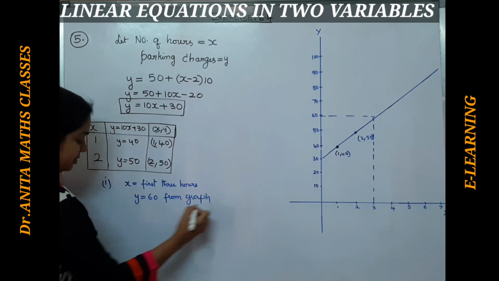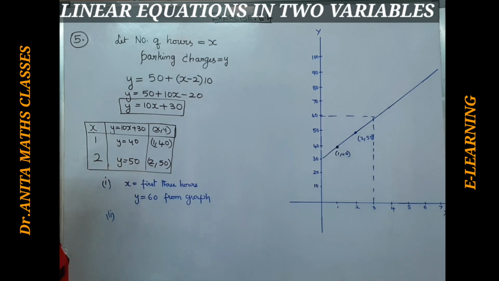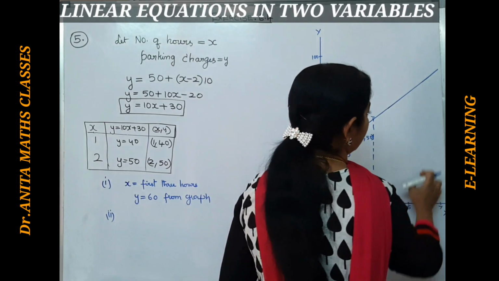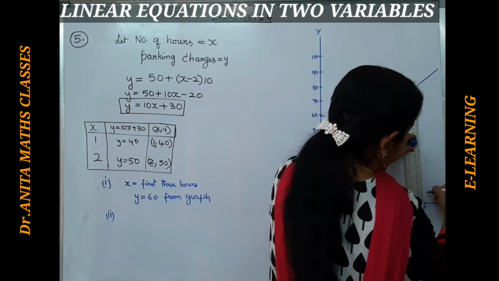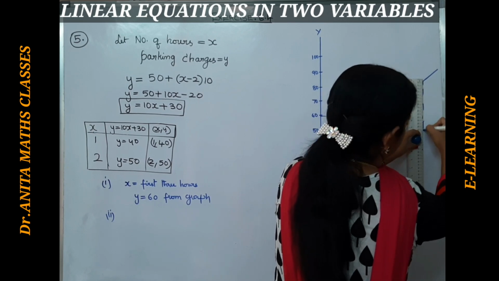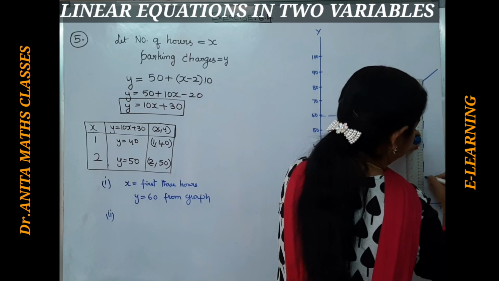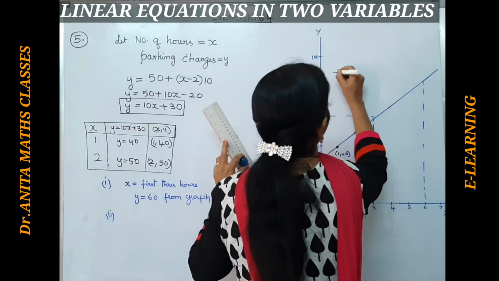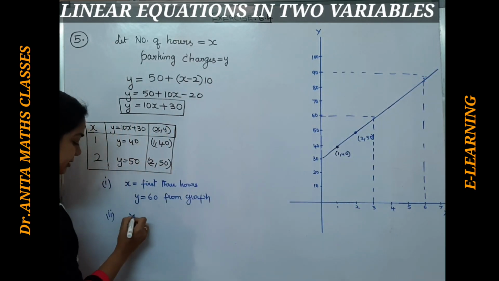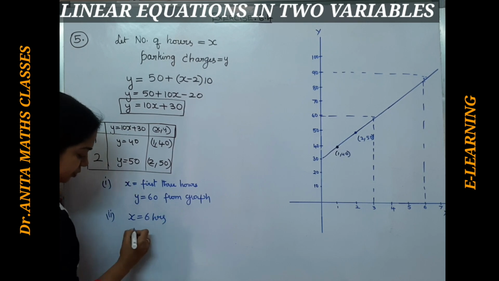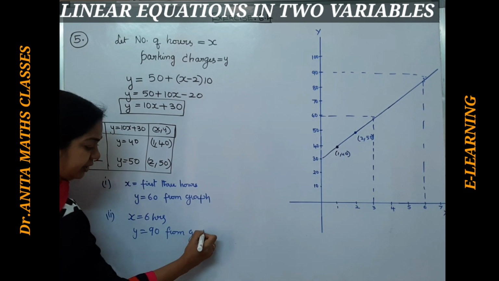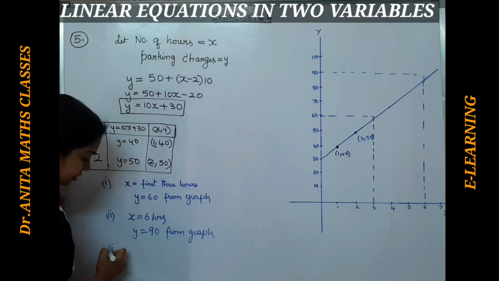How did we get this? From the graph. Now the second question is for 6 hours. From 6 you draw a line straight, and likewise you get 90. So for x equal to 6 hours, you get y as 90 from the graph.